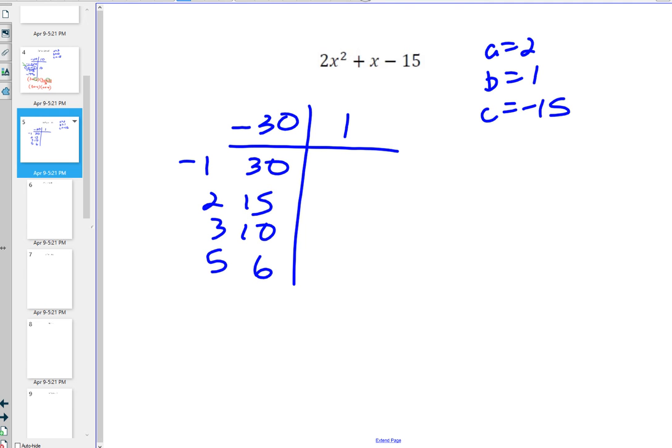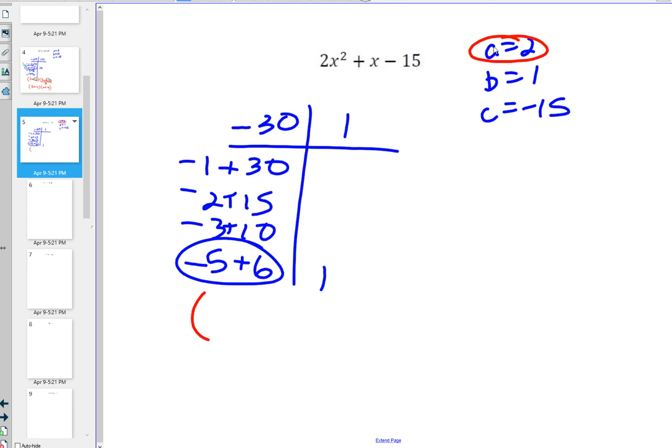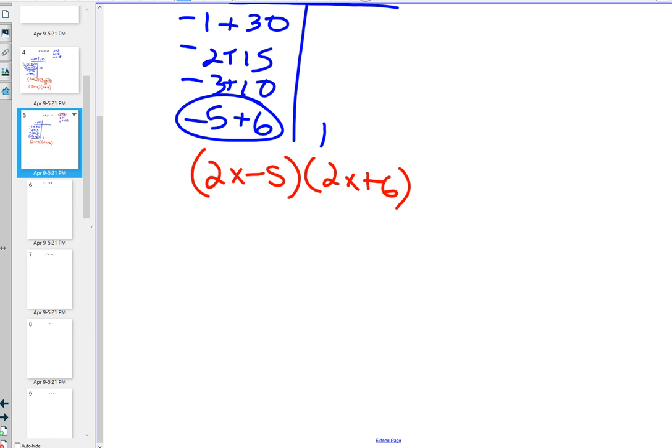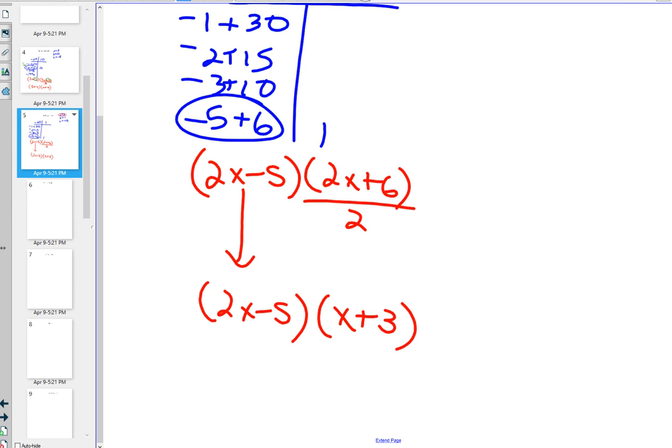Under this scenario, negative, negative, negative, negative, positive, positive, positive, positive, and the one that gives me what I want is there. There was no GCF, but I have to write the 2. I have to write this 2 in front. That's the shortcut I showed you. 2x minus 5, 2x plus 6. I can't do anything with the 2x minus 5, so that just drops. But these can be divided by 2, so that gives me x plus 3. So the 2 boxes I would check.